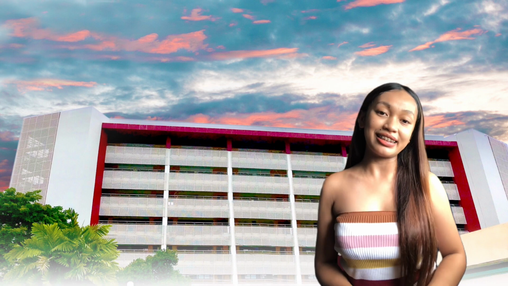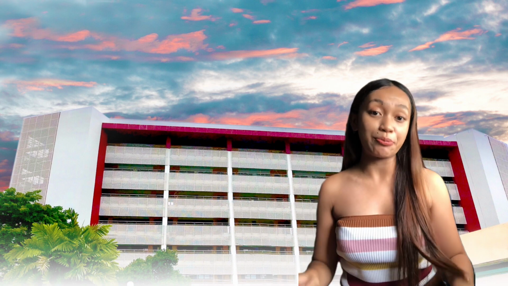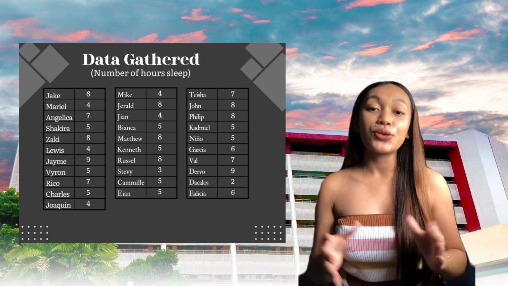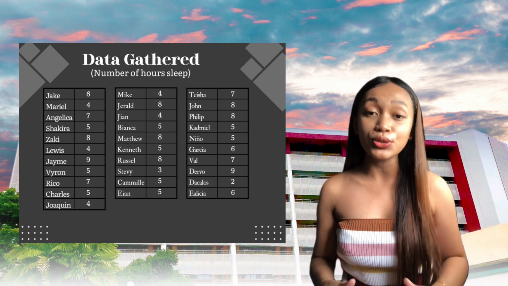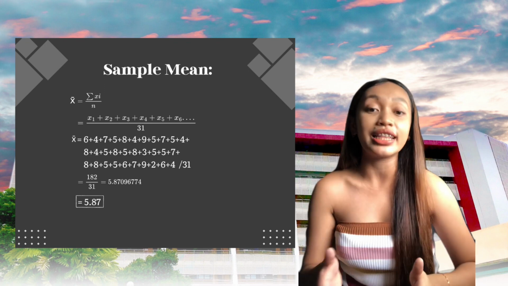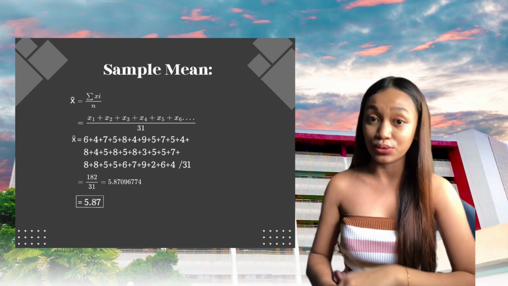Before we formulated our problem, we underwent a process. First, we gathered data from 31 students. Right after gathering data from 31 students, we then proceeded to get the mean. We add all of the data and then divide it by the number of students.